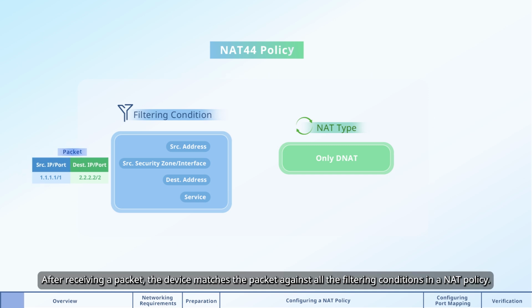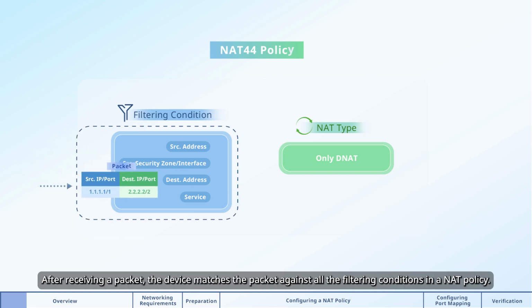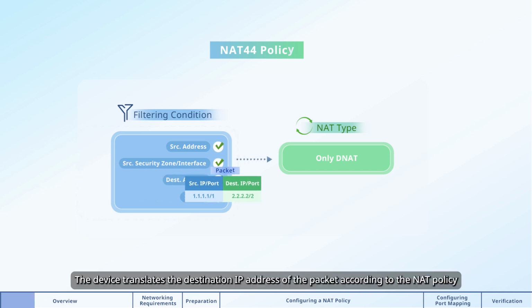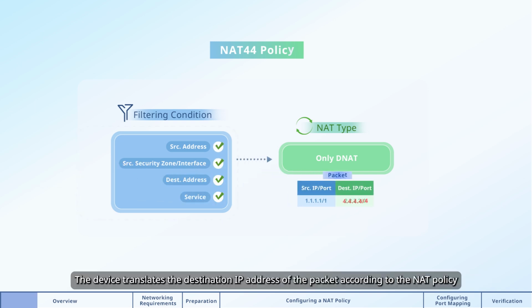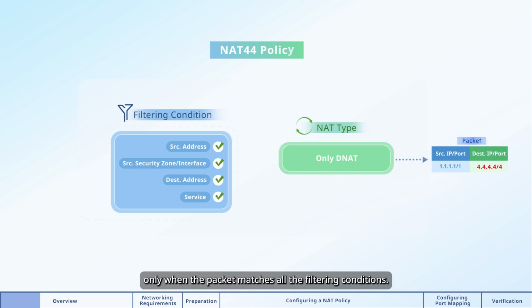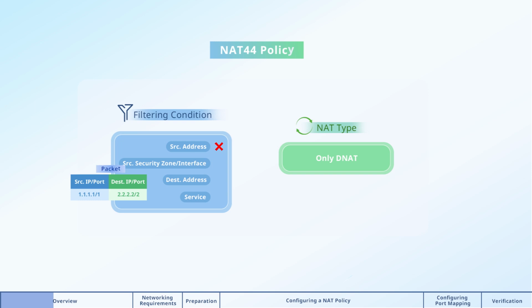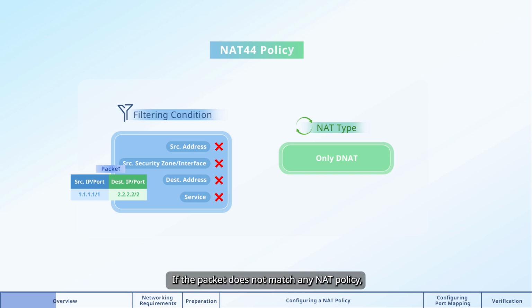After receiving a packet, the device matches the packet against all the filtering conditions in a NAT policy. The device translates the destination IP address of the packet according to the NAT policy only when the packet matches all the filtering conditions. If a packet does not match the filtering conditions of the current NAT policy, it will be matched against the next policy in sequence. If the packet does not match any NAT policy, NAT is not performed on the packet.